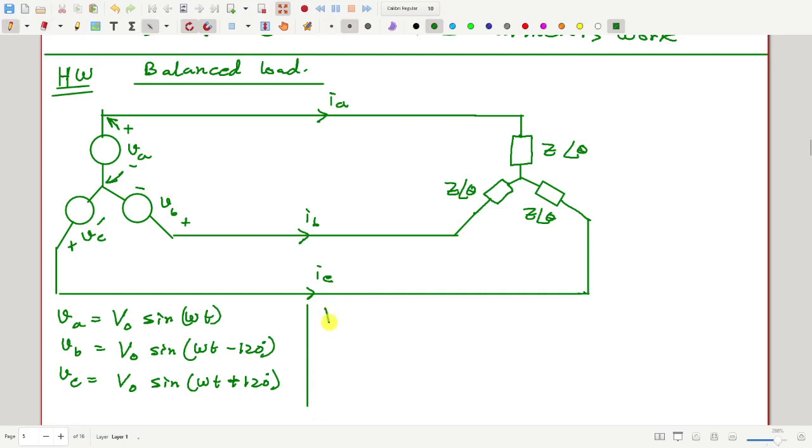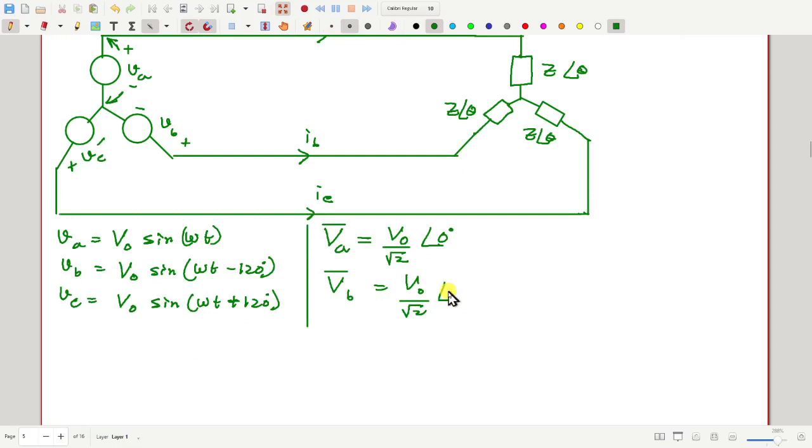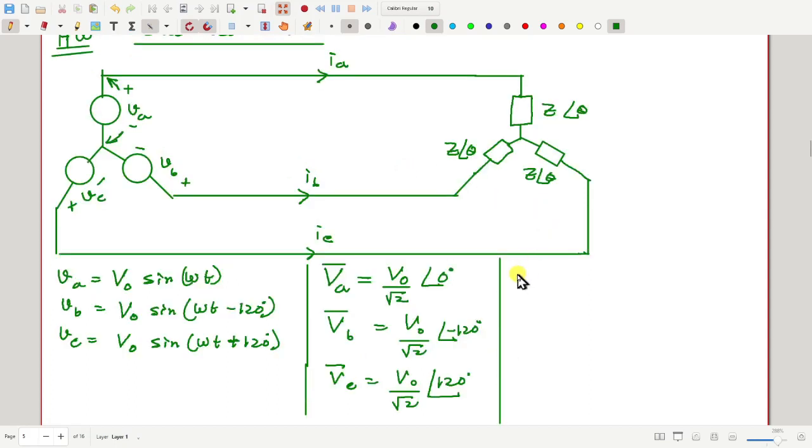Before that, tell me what is the phasor value of VA. How do we represent it? V naught upon root 2 angle 0. Absolutely right. Similarly, VB is V naught by root 2 angle minus 120, and VC is the same magnitude V naught but plus 120. Now you tell me how much will be these currents. First, how much is IA as phasor?